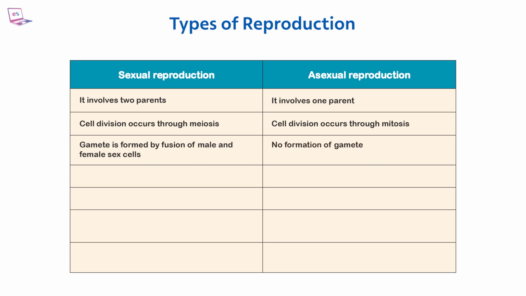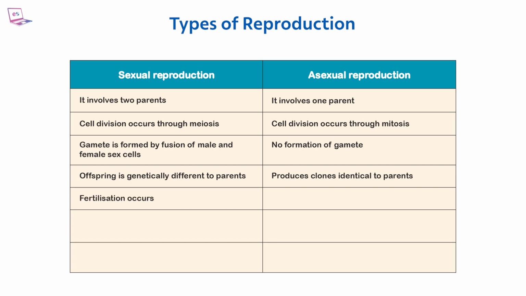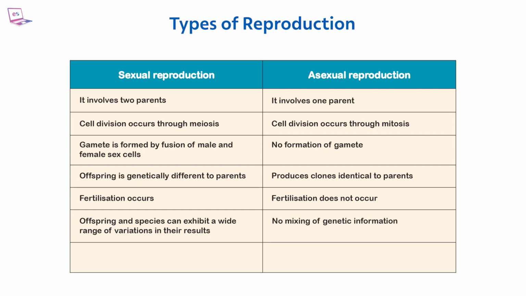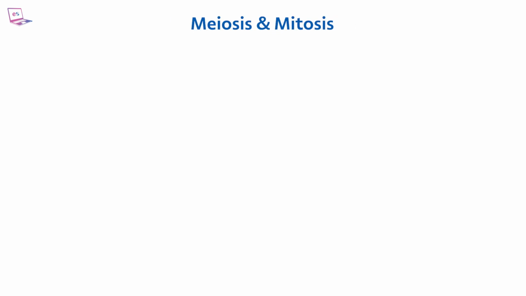In sexual reproduction, offspring are genetically different from their parents. On the other hand, in asexual reproduction, offspring are clones that are genetically identical to the parent organism. Fertilization occurs in sexual reproduction, but in asexual reproduction, there is no fertilization. In sexual reproduction, the offspring and species can exhibit a wide range of variations, whereas in asexual reproduction, there is no mixing of genetic information. The sexual reproduction process takes a long time to complete, but the asexual process is completed in a very short period of time.